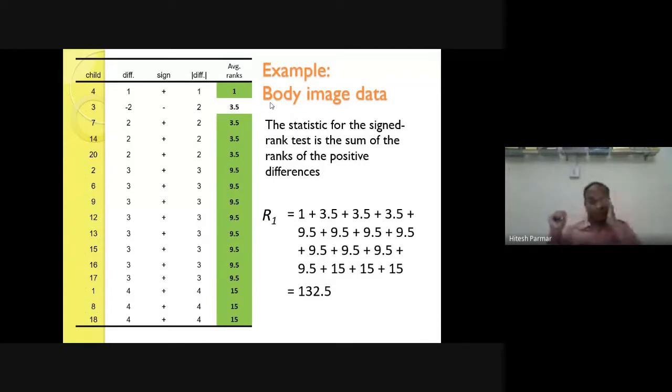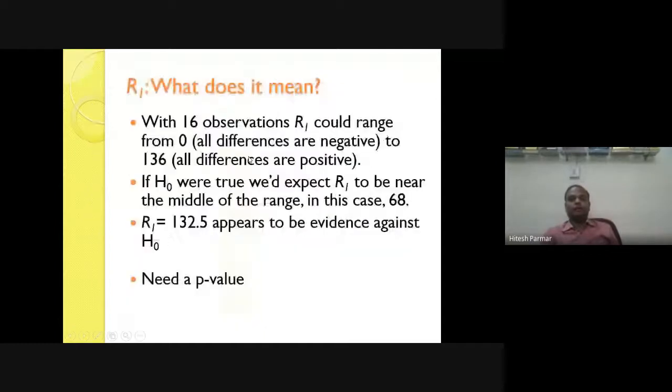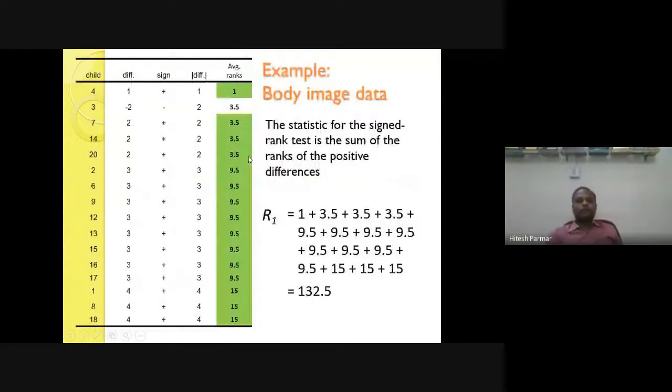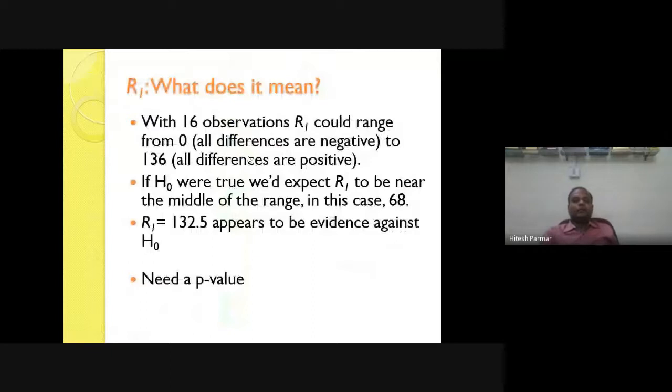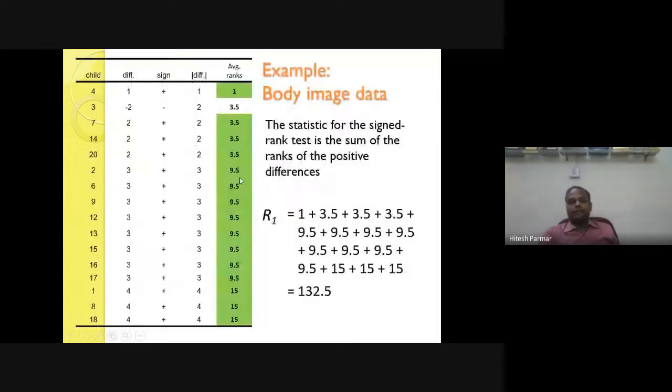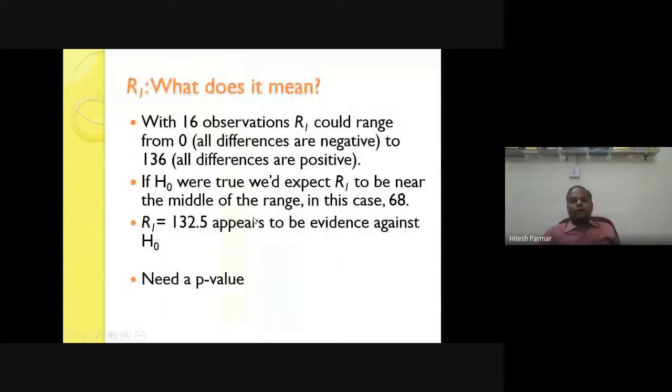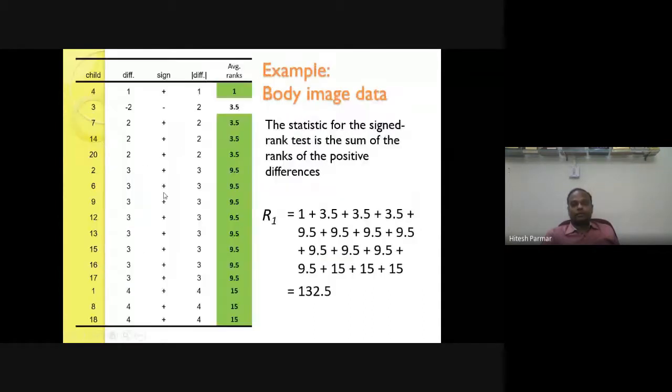But here what we get is 132.5 and only 3.5. So this is again indicating that the data is more towards the positive side as compared to the negative one. But again, to confirm that the treatment is effective, we require a p-value. But this is how the test works. Is it okay, everyone? Understood?